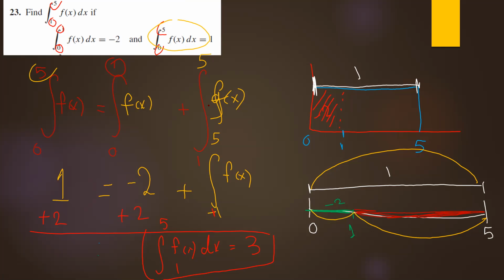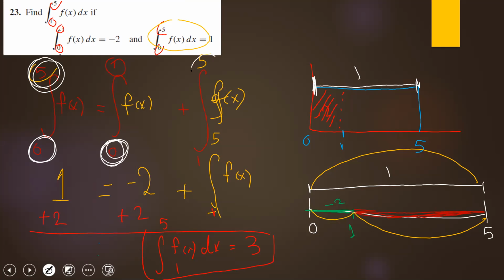Yes, teacher. So they asked me about from 1 to 5, and I have from 0 to 1 and from 0 to 5. So I said from 0 to 5, it can be distributed as 0 to 1 and 1 to 5. Be careful, look here, from 0 to 5. When you write the integration, you must start with 0, ending with 5.